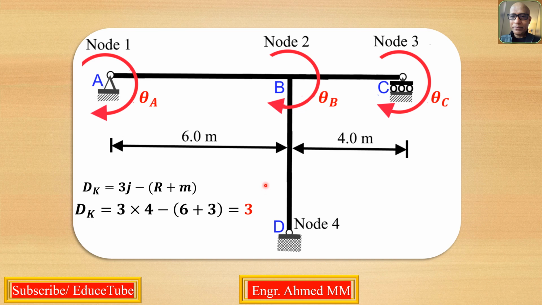One important thing I want to mention here is that the size of the structural stiffness matrix will be the same as the number of degrees of freedom. So here we can see 3 degrees of freedom. So our matrix will be a 3 by 3 matrix.